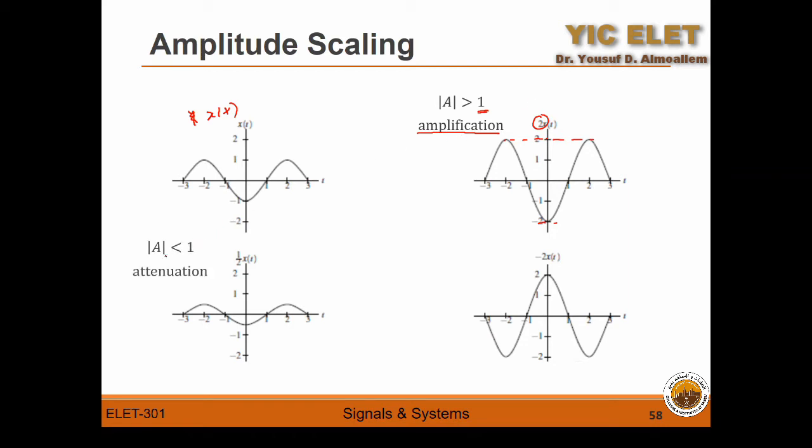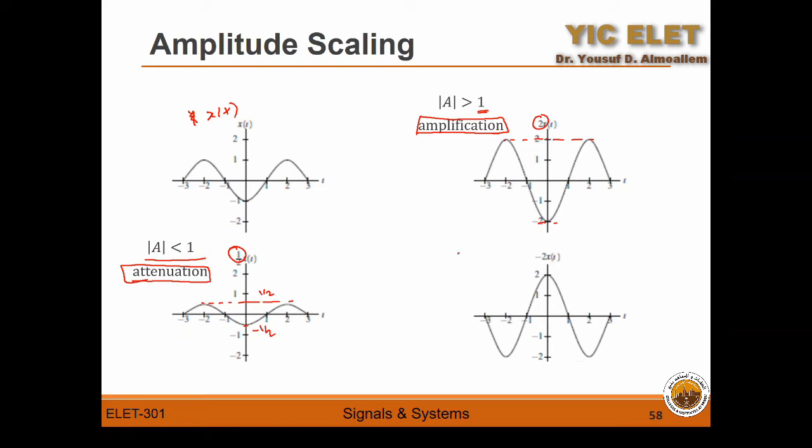Second is if the absolute value of a was less than 1. So let's say it is half. Previously it was up to 1, then when we multiply it by half, it becomes up to half on the positive side and minus half on the negative side. And this is called attenuation. So amplification and attenuation: if the absolute value of a was greater than 1, then it is amplification. If the absolute value of a was less than 1, then it is attenuation.